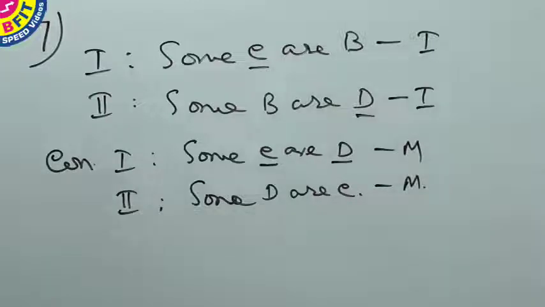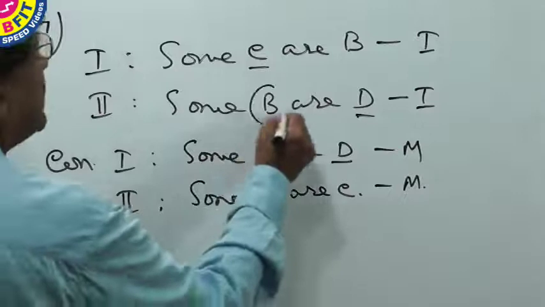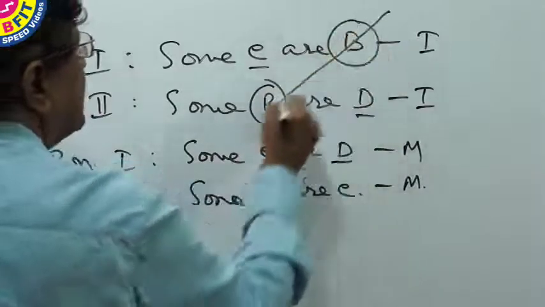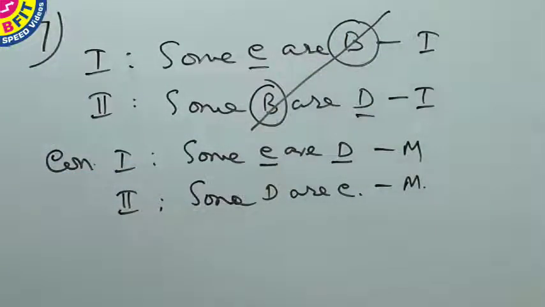So the next step is immediate inference. We can leave it. Then we can go to mediate inference. Mediate inference means there must be one common term and it must be aligned. Is there a common term between the statement? Yes, there is a common term. Is it aligned? Yes, it is aligned. Therefore we can draw mediate inference.